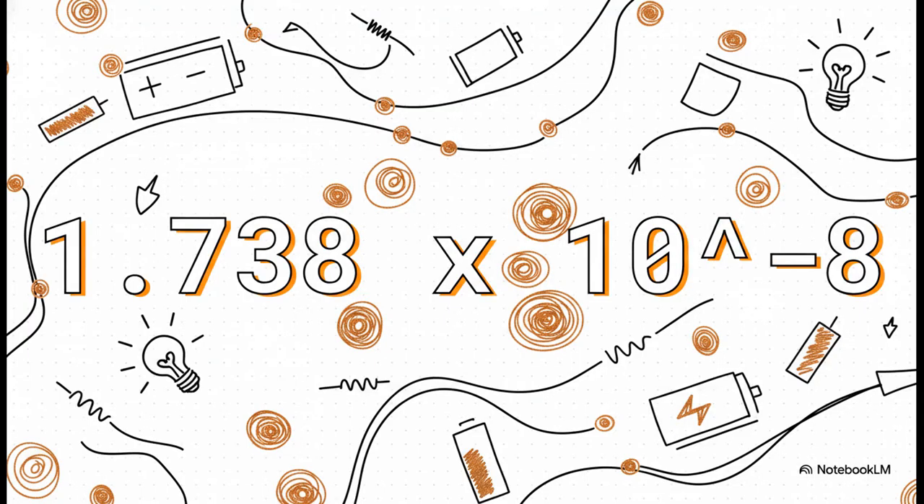Now, to put resistance into perspective, get a load of this incredibly tiny number. 1.738 times 10 to the negative 8th ohmmeters. That is the actual calculated specific resistance, or resistivity, for a solid piece of copper wire. It mathematically proves exactly why copper is the undisputed king of wiring. Its natural resistance to electron flow is just almost non-existent.